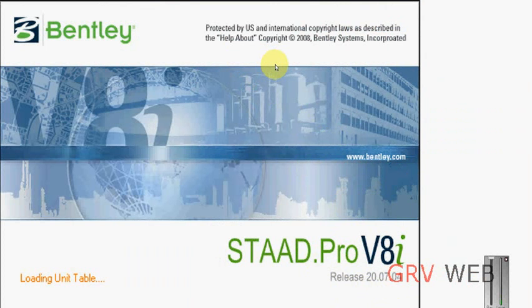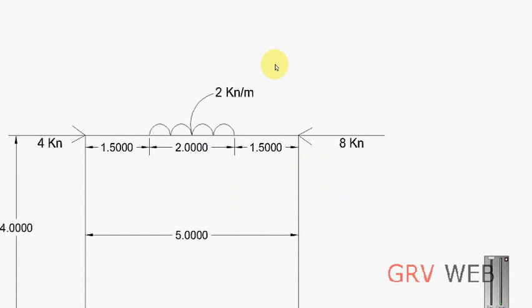Let's design a bay frame in Staad Pro for the first class. This is the bay frame, which has nodal loads on both sides of 4 kN and 8 kN, and a UDL of 2 kN per meter, which starts 1.5 meters away from the starting point. Here the width of the beam is 5 meters and the height is 4 meters, with two fixed supports on both ends of the bay frame.